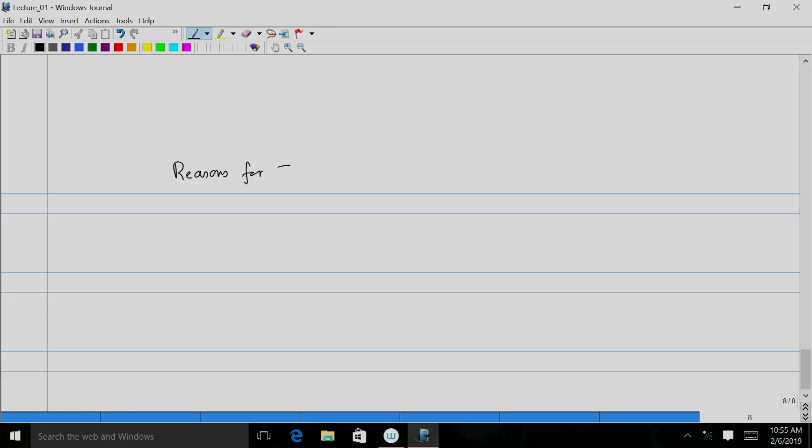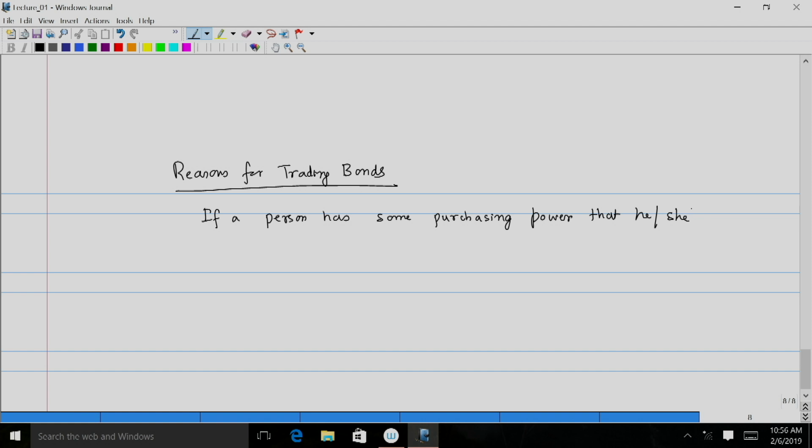Now, let us talk briefly about the reasons why one would actually trade in bonds. What is my incentive as an investor to trade in a bond, or equivalently to buy a fixed deposit or put my money in a fixed deposit in a bank? Reasons for trading bonds: if a person has some purchasing power that he or she would prefer to delay, then he or she could buy a bond.